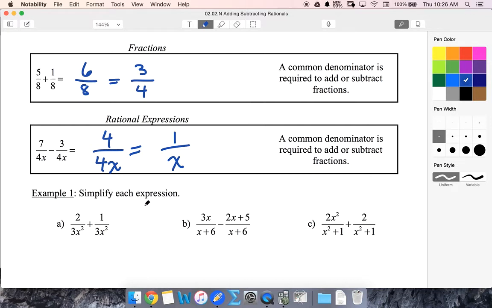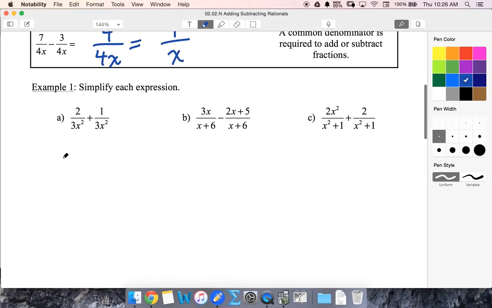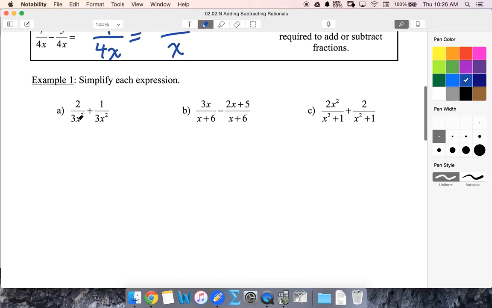So let's look at these examples. Because these are the straightforward ones, I'm not going to make a separate video. So we have a common denominator, it's 3x squared, 2 plus 1 is 3 over 3x squared. That turns into 1 over x squared, and of course we should say that x cannot be 0. I should have said that up here also.